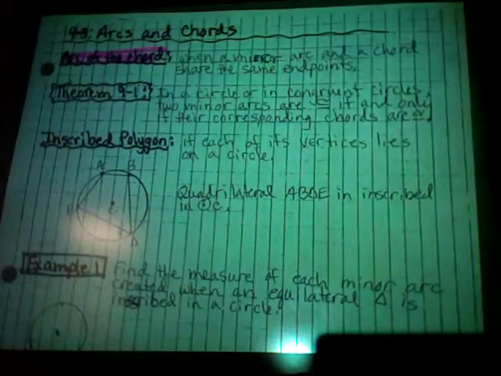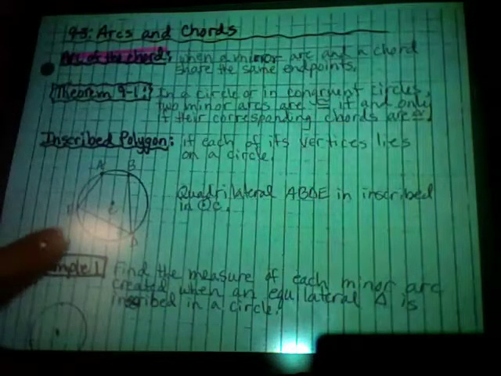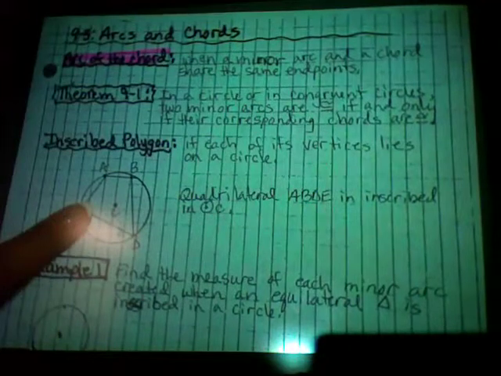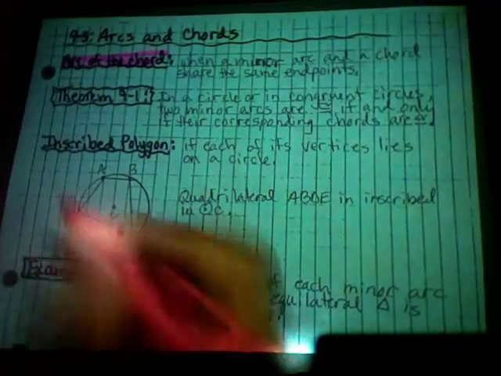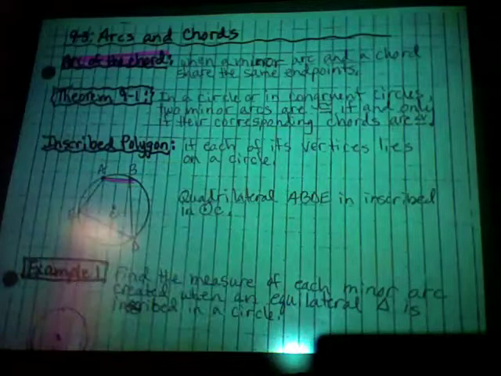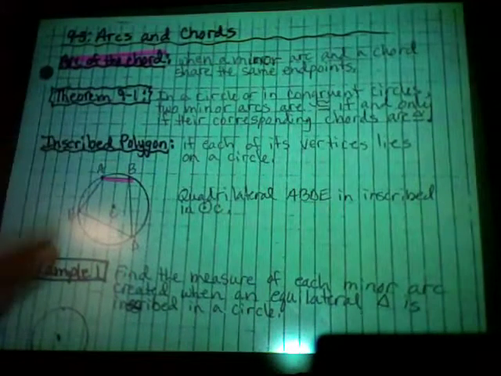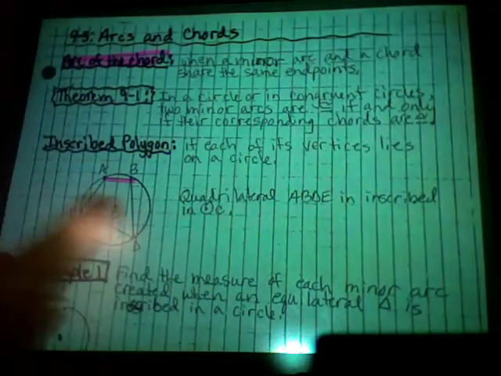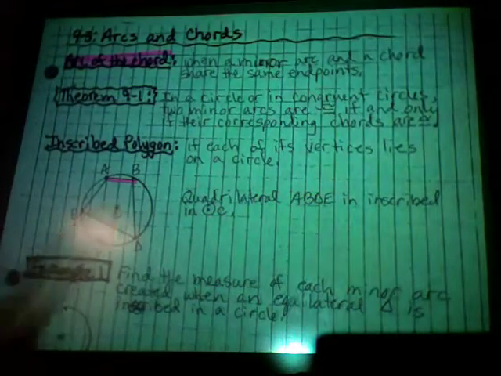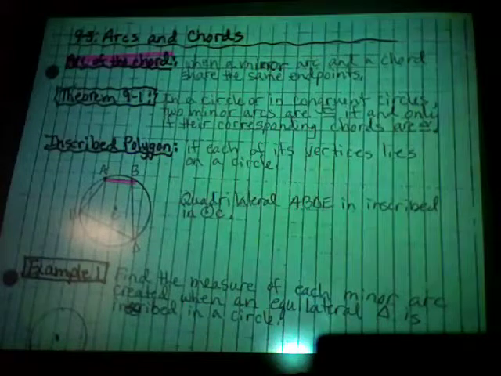An arc of the chord occurs when a minor arc and a chord share the same endpoints. So if you look at this inscribed polygon picture below, an arc of the chord would be arc AB, and then AB here is the chord. But it has to be for a minor arc.